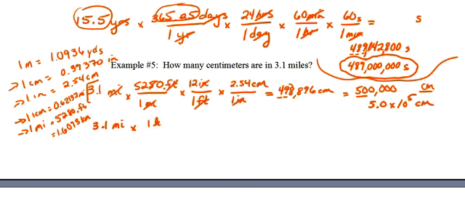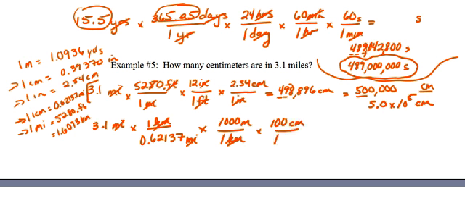I'm going to have 1 kilometer on top and 0.62137 miles on the bottom. The miles on top divide out with miles on the bottom. I'm left with kilometers. I want to go to centimeters. Now we're into the metric conversions, the metric conversions we talked about in 3.2. There are 1,000 meters in 1 kilometer. So the kilometers divide out. And there are 100 centimeters in 1 meter. So the meters divide out.